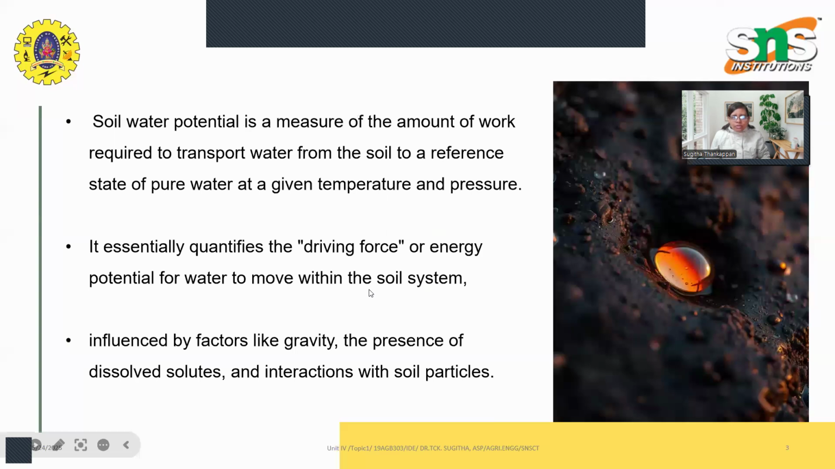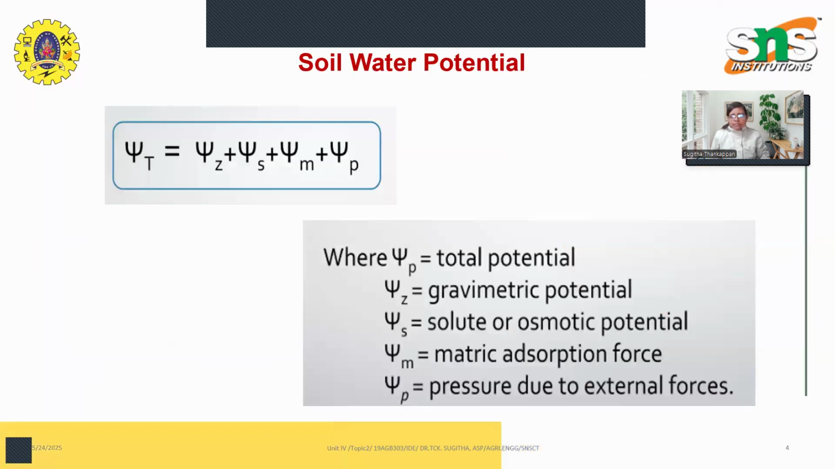So here the soil moisture constant quantifies the driving force or the energy potential required to move water within the soil system. Water has to be moved from the soil to the plant, as well as from the soil surface to inside through infiltration. This is influenced by factors like gravity, the presence of dissolved solutes, and the interaction with the soil particles. Remember the sand, silt as well as the clay when we speak about soil particles.